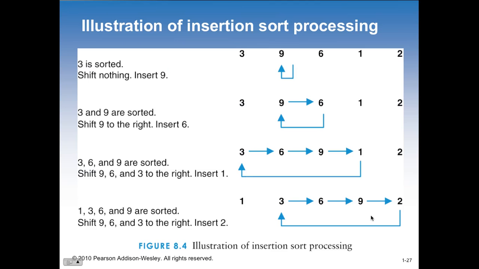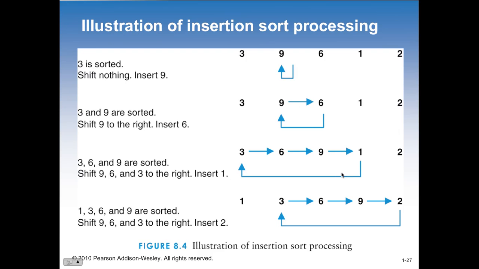Same list. So 3 is sorted. 3, there's nothing to do. 9 gets inserted, because 3 is before 9. So 3 and 9 are sorted. In terms of the 9, it shifts to the right, and you insert 6. So you're shifting and inserting, shifting and inserting.